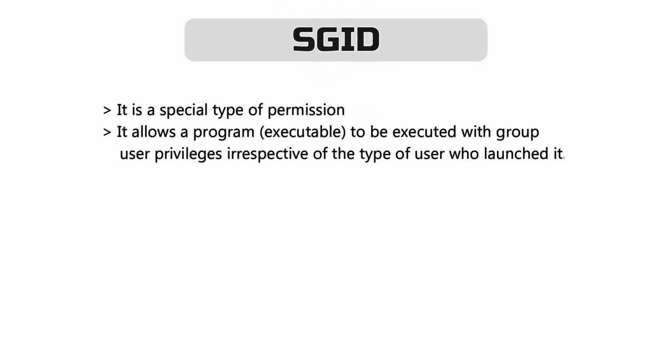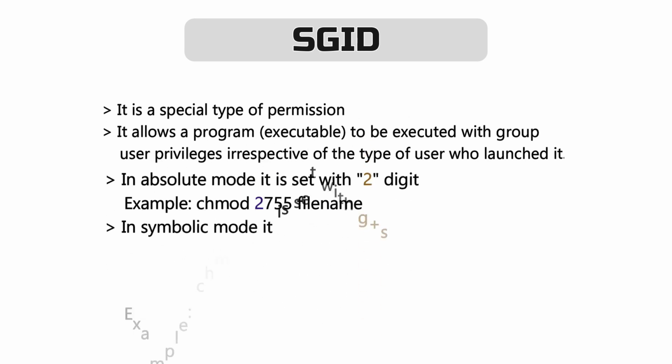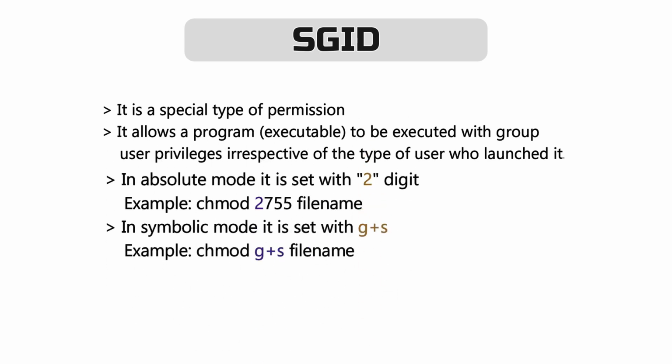Anyways, let's move towards our next special permission, which is SGID permission. SGID permission or Set GID permission is similar to SUID, but an SGID set binary is executed with the group user privileges, unlike SUID, which is executed with the owner privileges. In absolute mode, it is denoted with digit 2, and in symbolic mode, it is given using g+s.